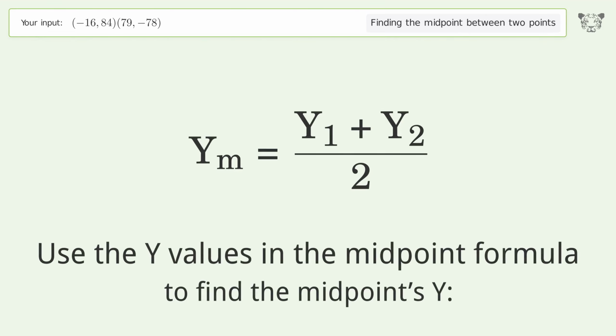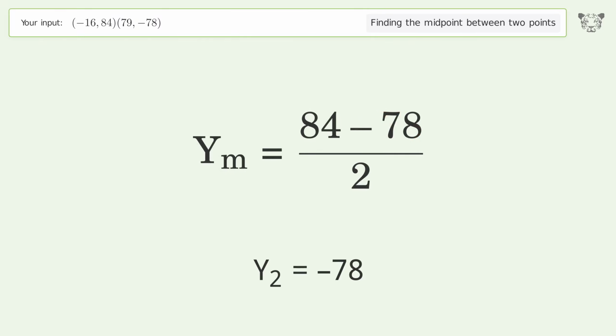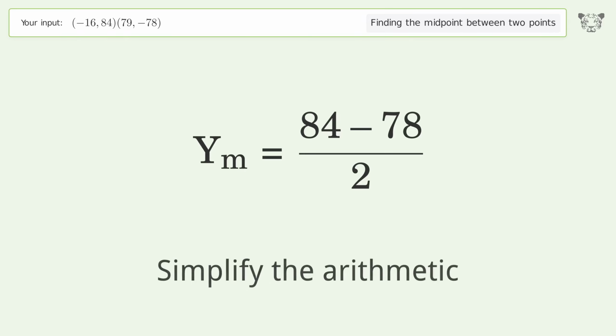Use the y values in the midpoint formula to find the midpoint's y. y1 equals 84. y2 equals -78. Simplify the arithmetic.